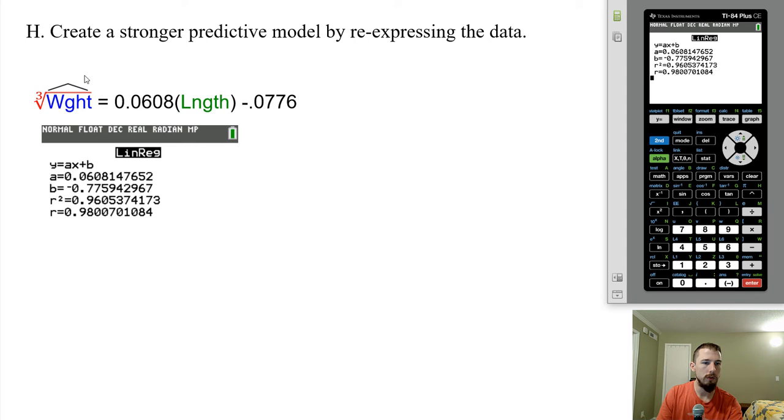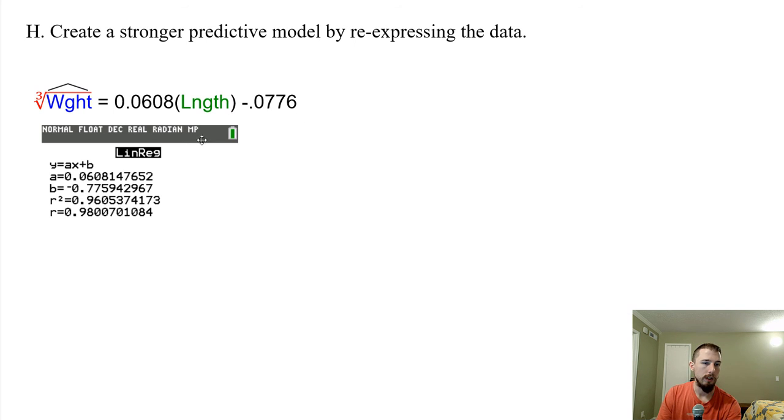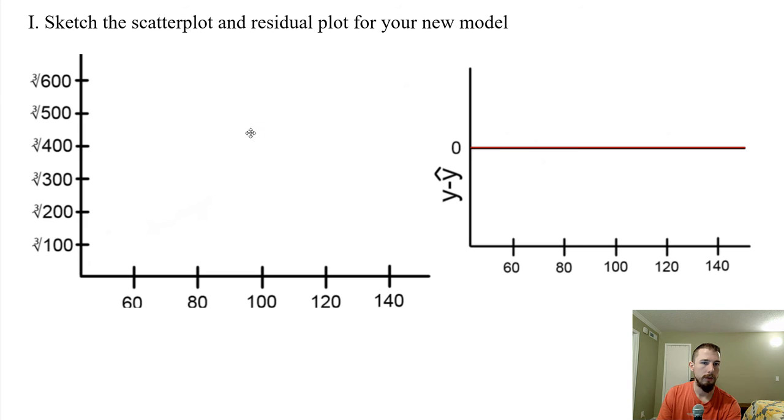And then also notice a difference: whenever I'm reporting the model, I have to tell you we're doing the cube root of the predicted weights is equal to our slope times our length plus our y-intercept, or minus our y-intercept in this case here. All right, so that's our stronger model. Good to go. Sketch scatter plot, we already did that. So it is linear now.